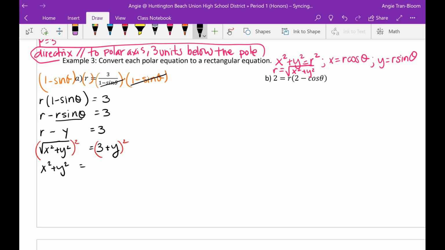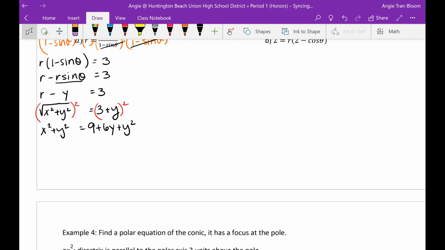When I square both sides, this is now what I have. The radical on the left is gone. I'm going to distribute this. So this is 9 plus 6y plus y squared. I will try to combine like terms. Well, you have a y squared on the left and a y squared on the right. That is completely gone. Beautiful, isn't it? So now you have x squared equals, I will now move, how about let's move the 6y in the front, plus 9, like that.